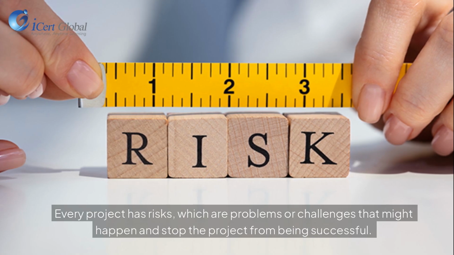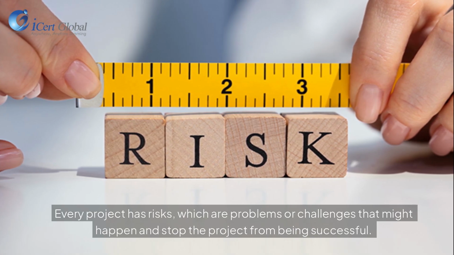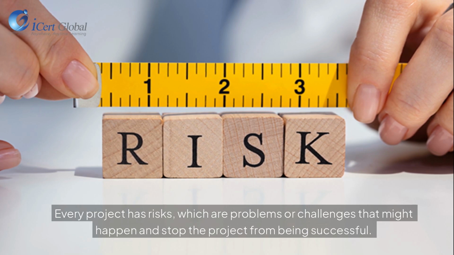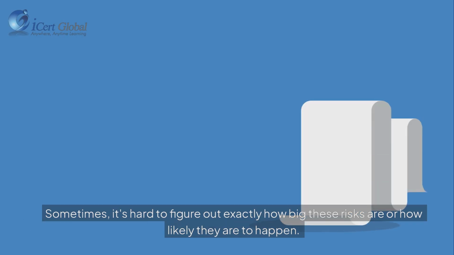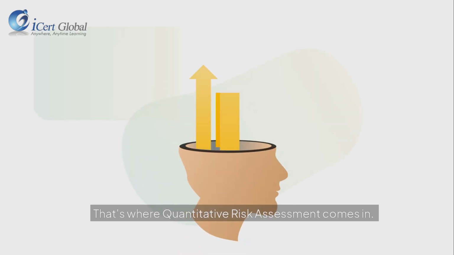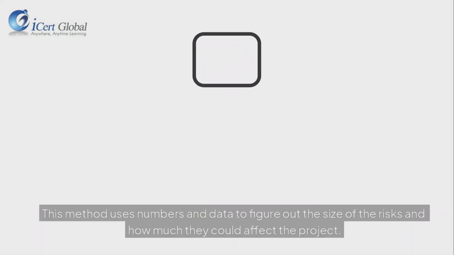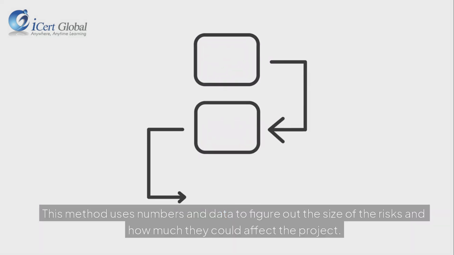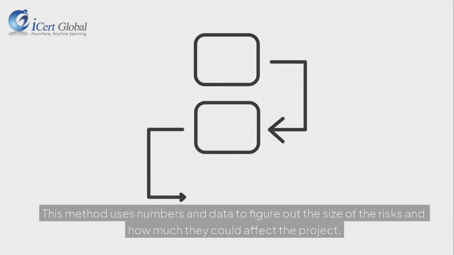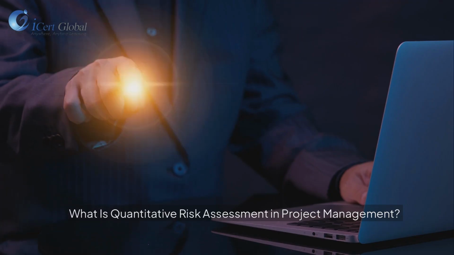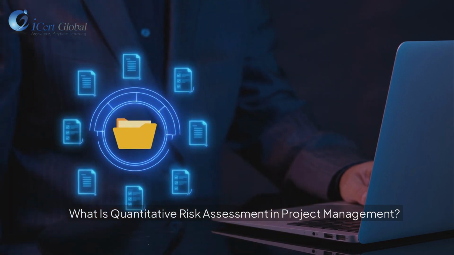Every project has risks, which are problems or challenges that might happen and stop the project from being successful. Sometimes, it's hard to figure out exactly how big these risks are or how likely they are to happen. That's where quantitative risk assessment comes in. This method uses numbers and data to figure out the size of the risks and how much they could affect the project.